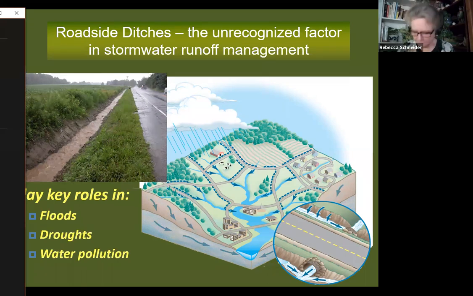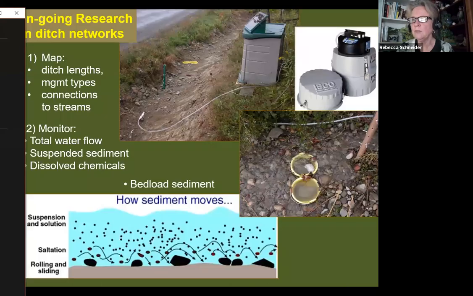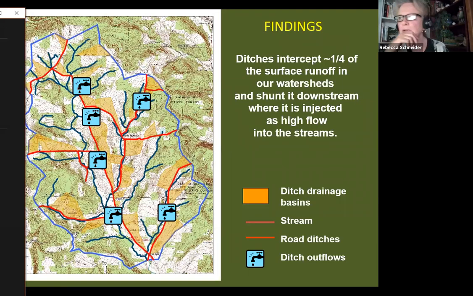It turns out we started this work and we started mapping all the ditches. Like, let's see where all these ditches are coming from and how do they connect to streams. We monitored what was flowing in the ditches, the total amount of water, what suspended sediment was there, what dissolved chemicals were there. And what we found is that ditches don't just capture water coming off the roads. Instead, ditches are capturing the water coming off the hills that are adjacent to the roads. And they capture about 22 to 25% of all the runoff in every watershed.